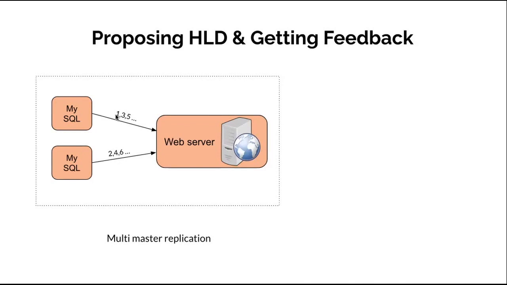Here, for generating IDs for the first server, we add 2 to each ID. So we have 1 plus 2, which is 3, and then 3 plus 2, which is 5. In this way, we would generate the IDs for the first server.